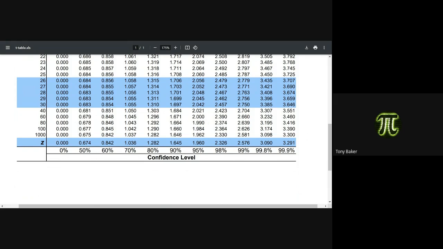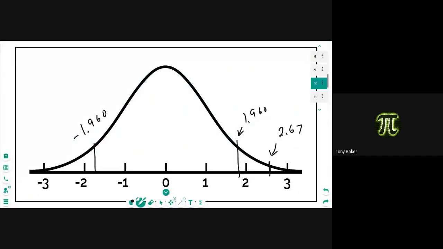You're going to see right now. All right. So, are we good with the t-table? Everybody see where I got the 1.960? This is a two-tailed test, right? So it's plus or minus that number. Okay, so there's my 1.96 and the negative 1.96.